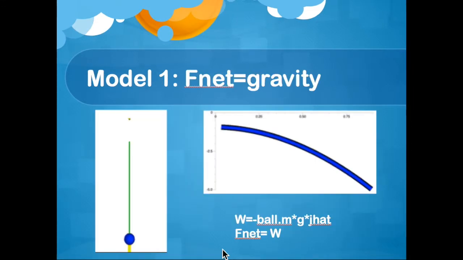The first model done with Python only considers the weight force acting on the system, which is only the slinky. As you can see, the modeled motion starts below the origin because it was considered from the middle of the slinky. The yellow arrow represents the weight force, which was determined by the formula W equals negative mass of the ball times gravitational constant times j hat, and the F net is equal only to the weight force. This suggests that there must be another force acting on the system.